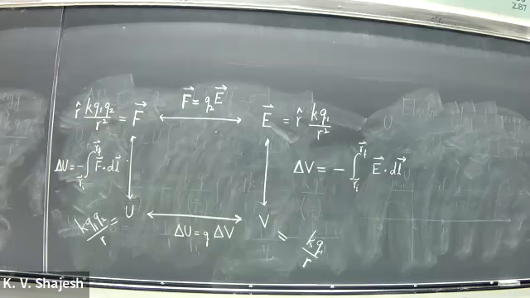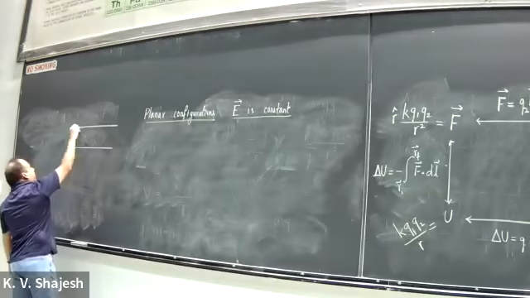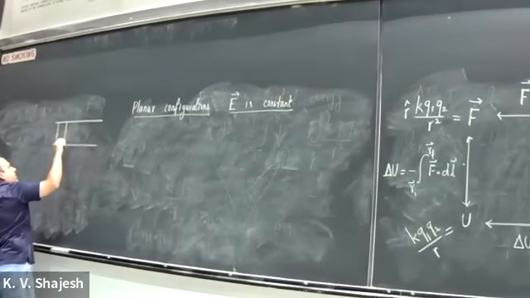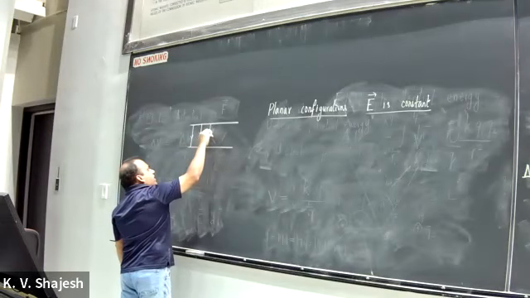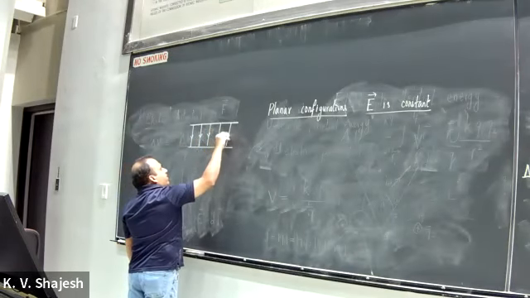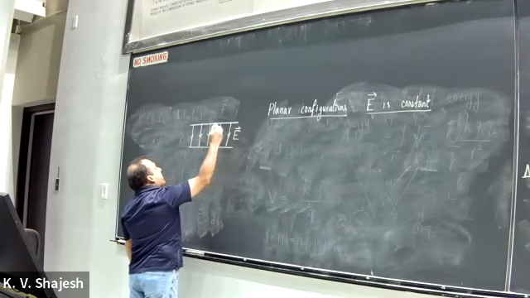And the big advantage is that E is constant. What do you imagine? Planar configurations. The planar configuration diagram would be this: your electric field going down. Think of gravity, a gravitational field pointing downwards. That's your electric field. How would you generate this electric field?